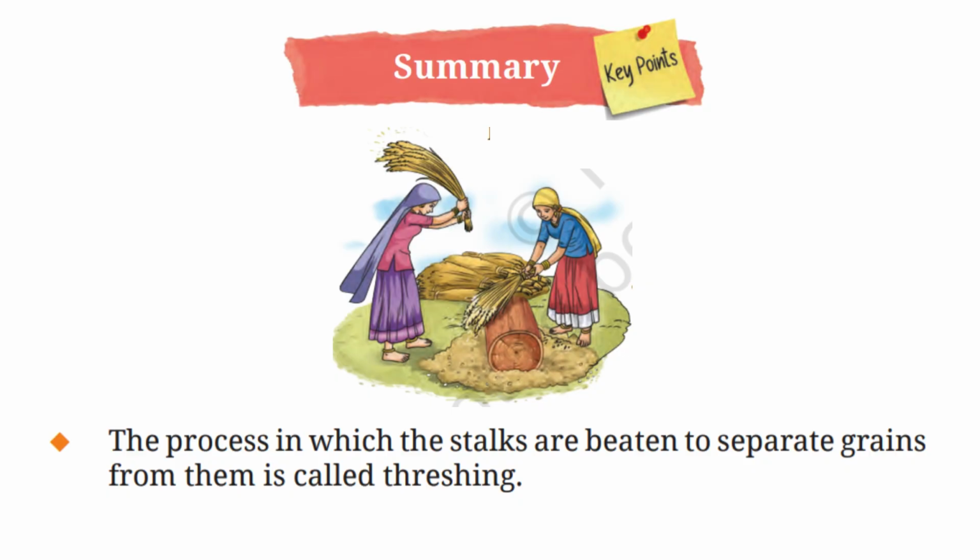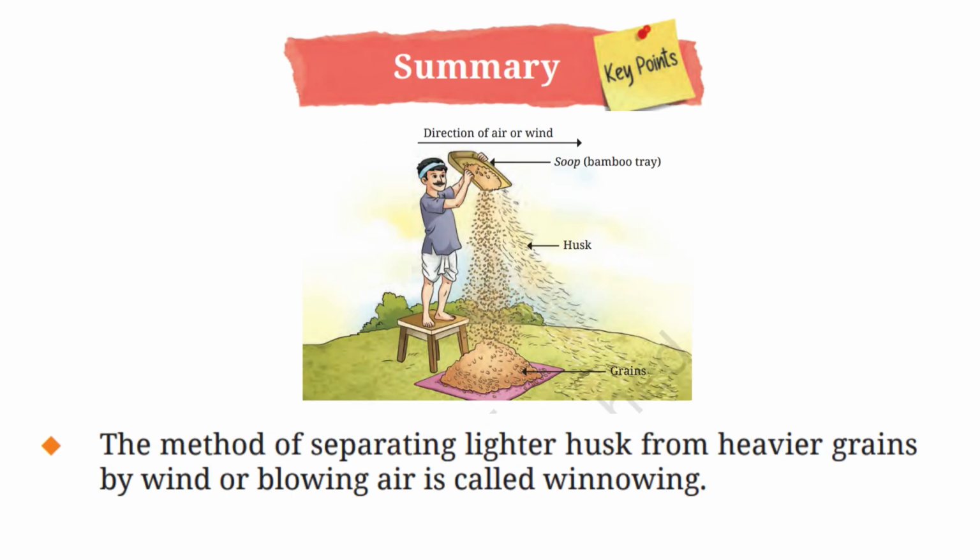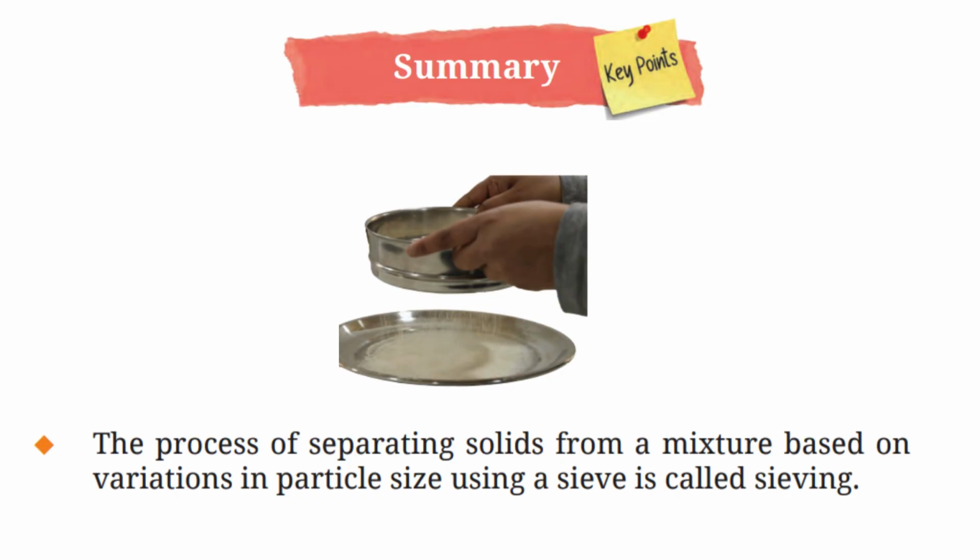The process in which the stalks are beaten to separate grains from them is called threshing. The method of separating lighter husks from heavier grains by wind or blowing air is called winnowing, right? So, winnowing is used when one component is lighter than the other. The lighter substance is blown away by air. For example, separating husks from grain. The process of separating solids from a mixture based on variations in particle size using a sieve is called sieving. It is very common in our household, right?